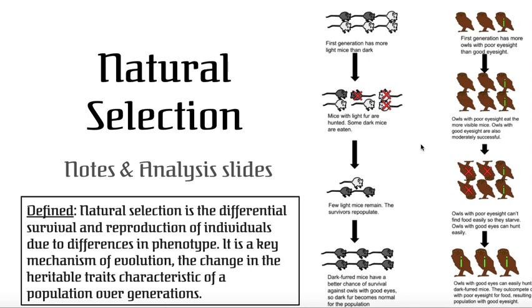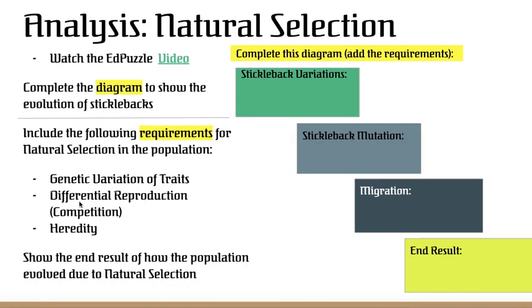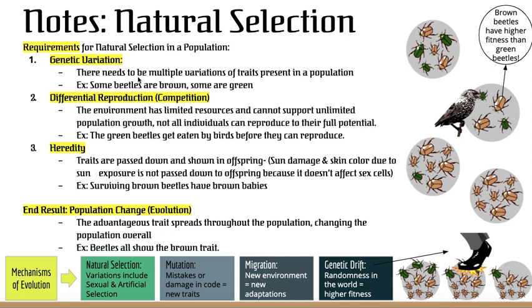Now, for today, you're going to take notes onto your website. You want to just jot down the basic requirements for natural selection to happen in a population. There needs to be multiple variations of a trait in a population, such as with the beetles, green and brown beetles. Differential reproduction has to be there. That means there needs to be competition for limited resources.